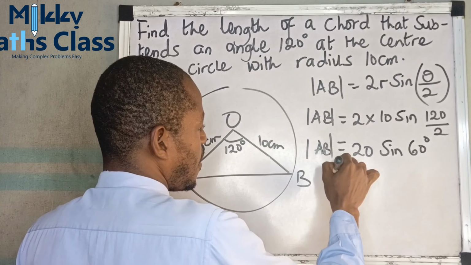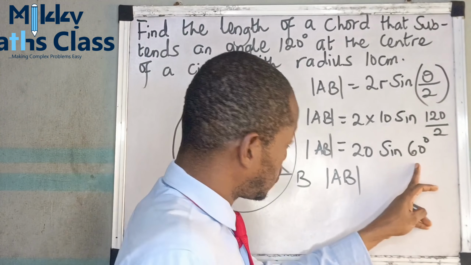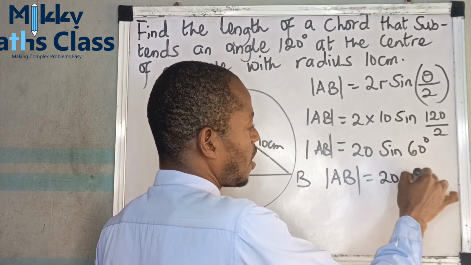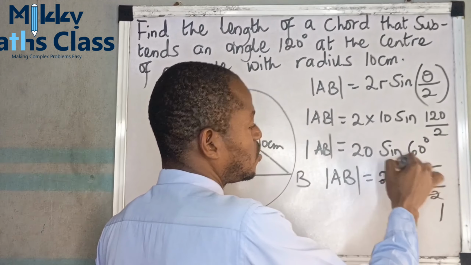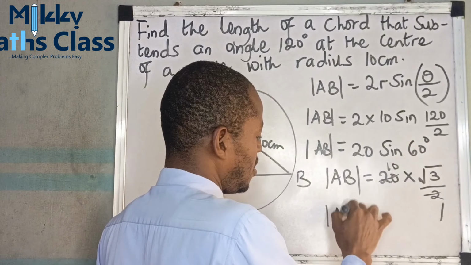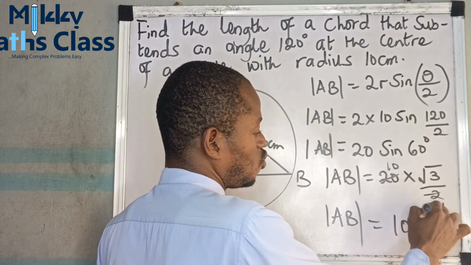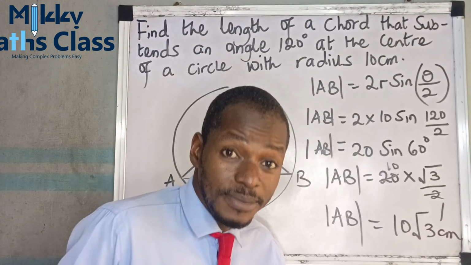So from here, when we put our sine 60 in short form, sine 60 in short form is root 3 over 2. So this is 20 times root 3 over 2. 2 here 1, 2 here 10. So our line AB, the length of the chord there, is 10 root 3, of course, centimeters.